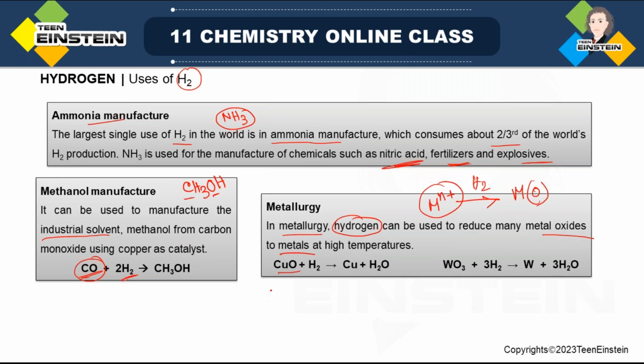Example, you can see copper oxide, where copper has oxidation state 2+, and in the presence of hydrogen, copper oxide is reduced to copper, which is the metallic form, and H2 is oxidized to water. Another example is tungsten oxide. Tungsten oxide WO3 in the presence of 3H2 is reduced to the metallic form, which is W, that is tungsten, and hydrogen is oxidized to water, which is H2O.